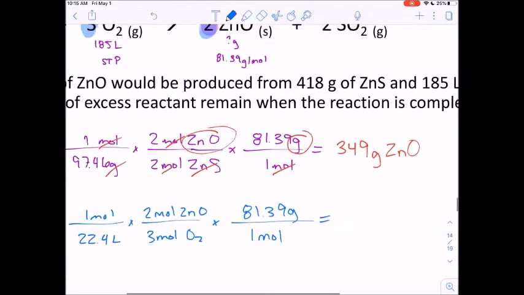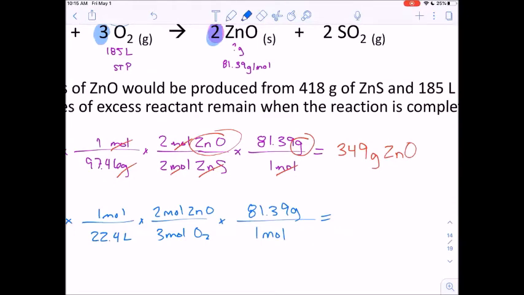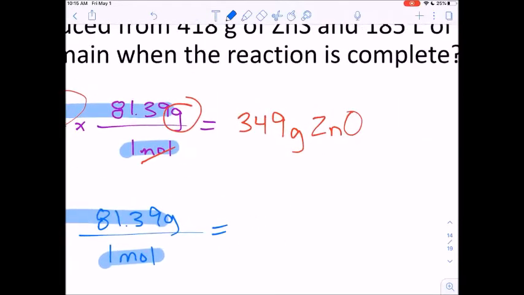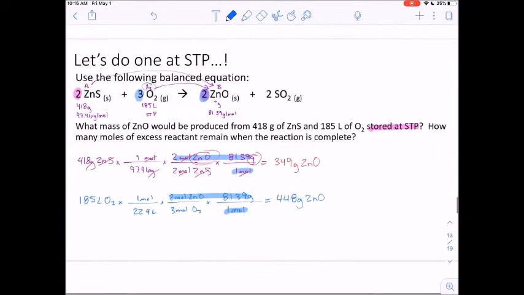So when you're doing these problems, you'll notice that the ending, if I'm solving for the same product, is always going to be the same. So this part of the equation is the same as this part of the equation, which means you can just copy it on down and it makes your life a little bit easier. So when I plug this into my calculator and solve, and I use my correct significant digits, I get 448 grams of zinc oxide.